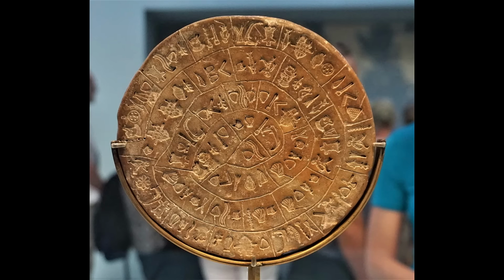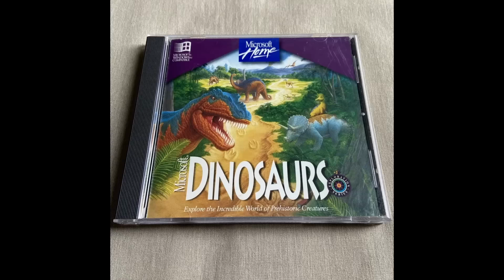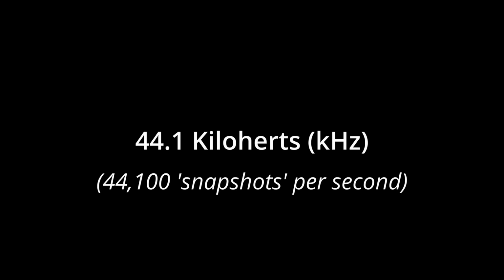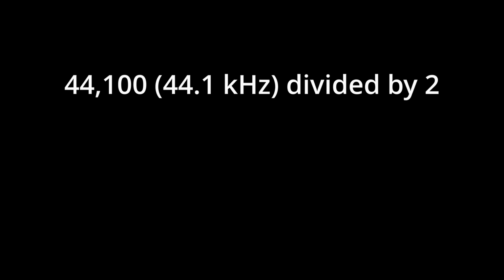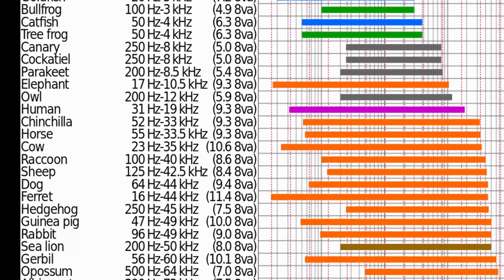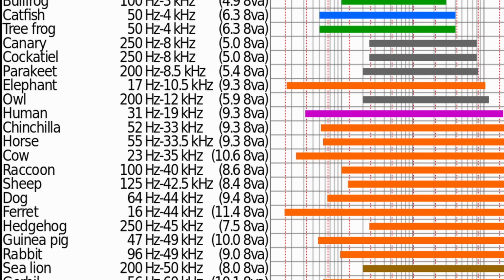Take CDs, for example. They are ancient relics estimated to have been roaming the earth somewhere between the 90s and the late 2000s period. Despite how archaic these artifacts may be, they were made with a high sample rate of 44.1 kHz, or 44,100 snapshots per second. And this number wasn't chosen arbitrarily. If we divide that by 2, we'll get 22.5 kHz, or 22,500 samples. If we take a look at the spectrum of human hearing, we can see that the rough maximum is around 20 kilohertz. And this is exactly why it was chosen in the first place.